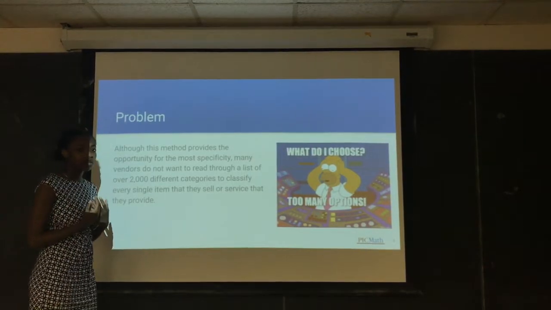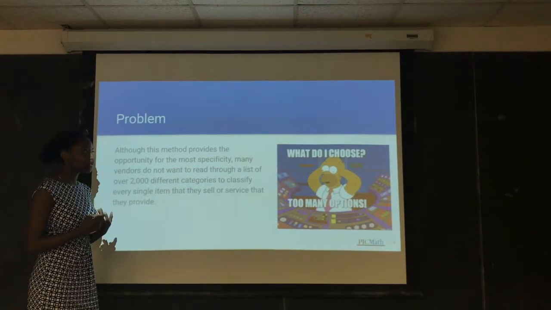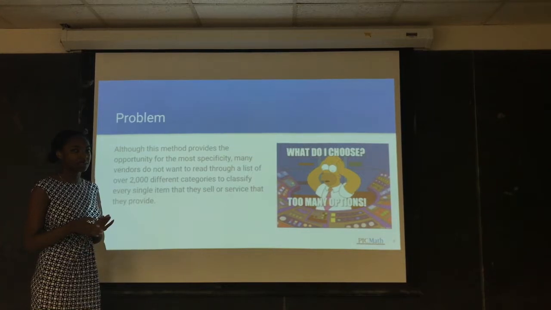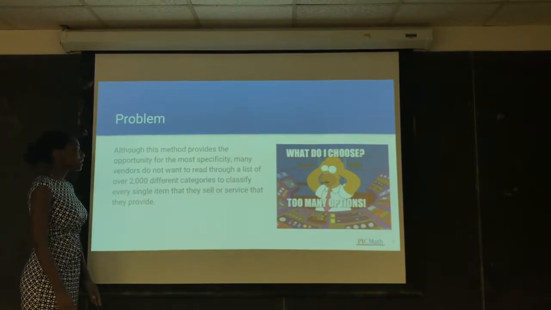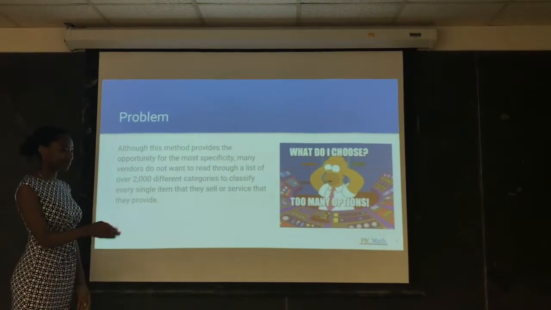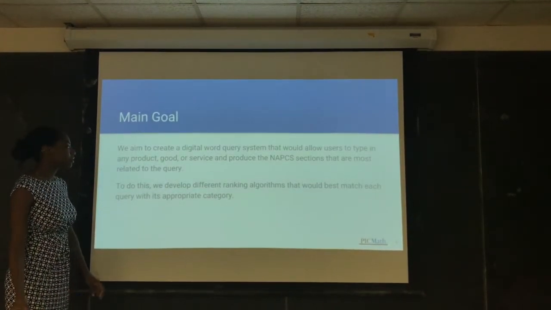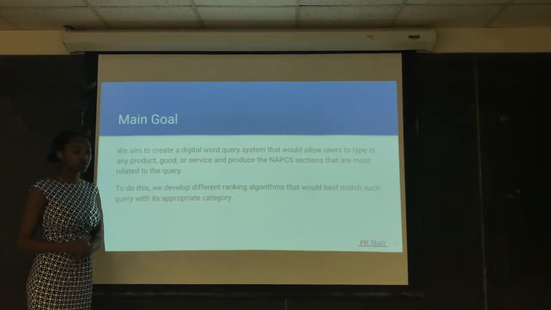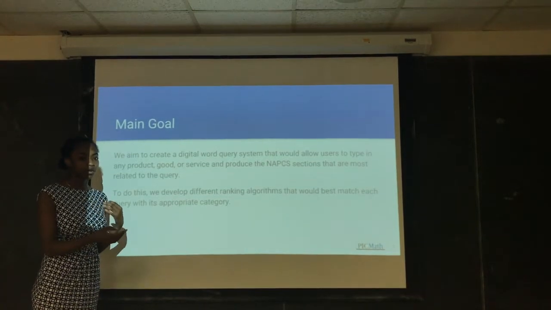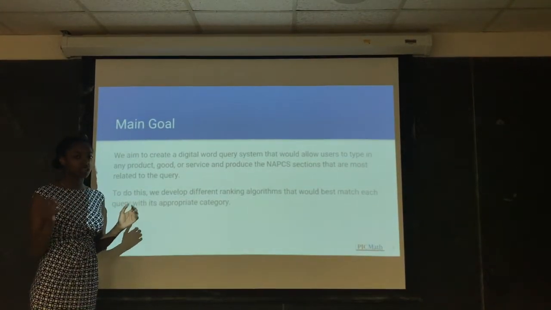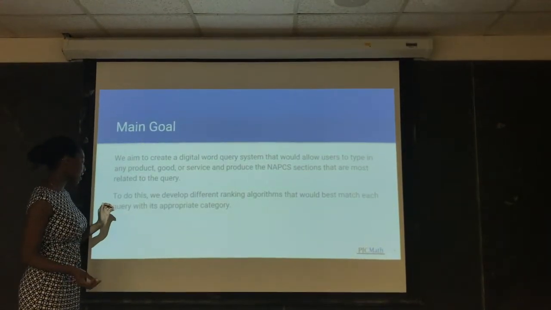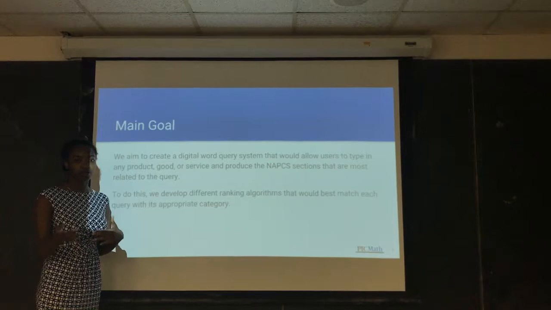Now, the problem is when this survey is sent out to vendors every 5 years, it can be very daunting to choose between 2,000 different products for something as simple as, let's say, tennis shoes. So, yeah, that's too many options for them. So our main goal was to create a digital word query that would allow the user to type in the item that they sell, and we would output the best categories into which that item would fit. And to do this, we use different ranking algorithms that would best match the query with the appropriate category.